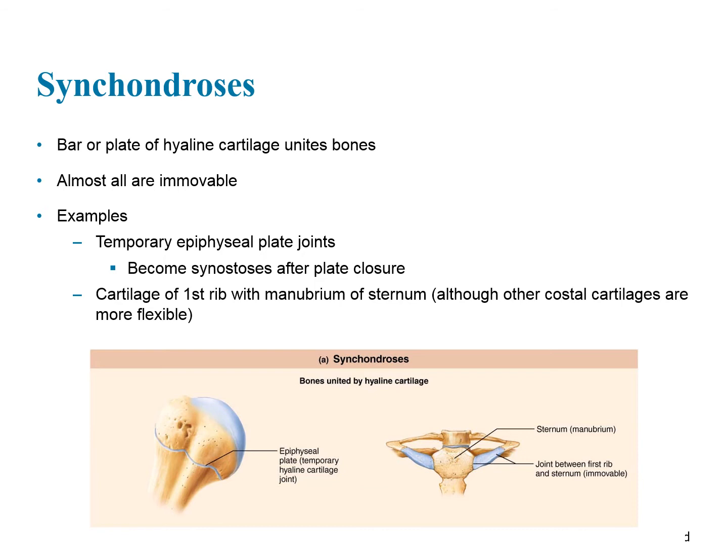It is important to remember that once we reach adulthood, the joint is not supposed to move. The epiphyseal line, which would be approximately in this area, is what we would call a synostosis. A second example would be the hyaline cartilage that connects the first rib to the manubrium of the sternum. Again, this joint is immovable.